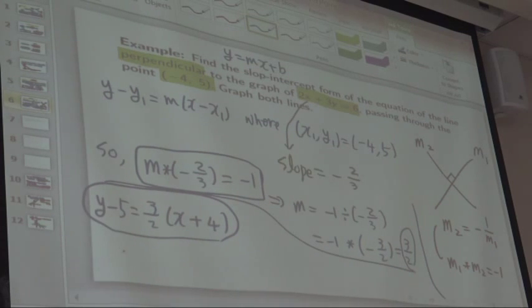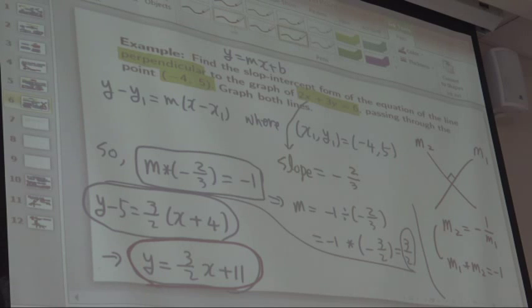Now we also want to convert this line equation into the format y equals mx plus b. We can do some algebra, and what we get is y equals 3/2 x plus 11. Now you can simplify that. So this is the final answer: y equals 3/2 x plus 11. That says the y-intercept is 11 and the slope is a positive 3/2.